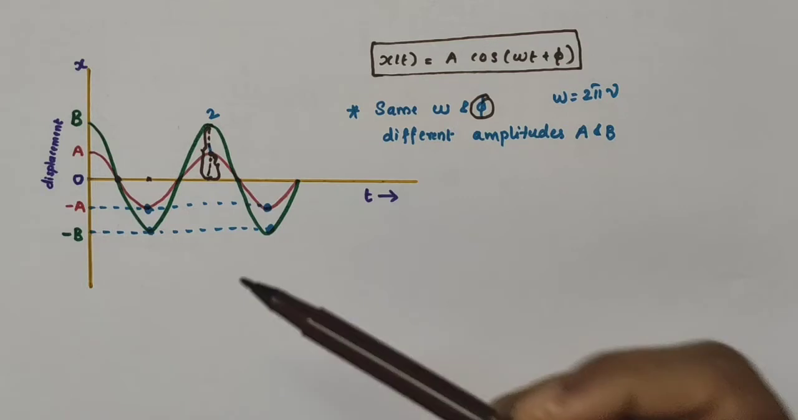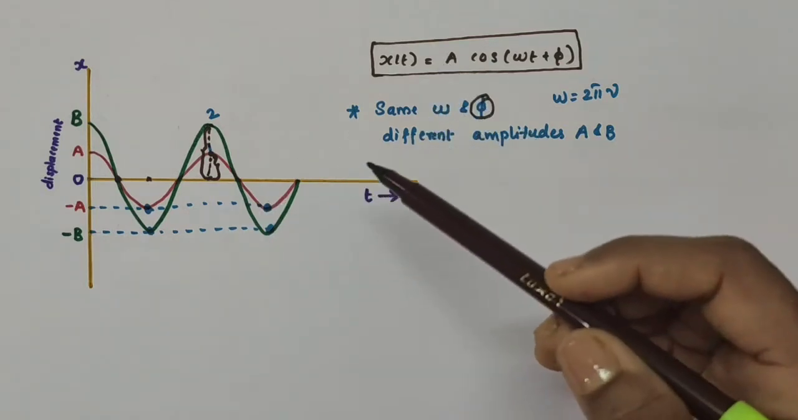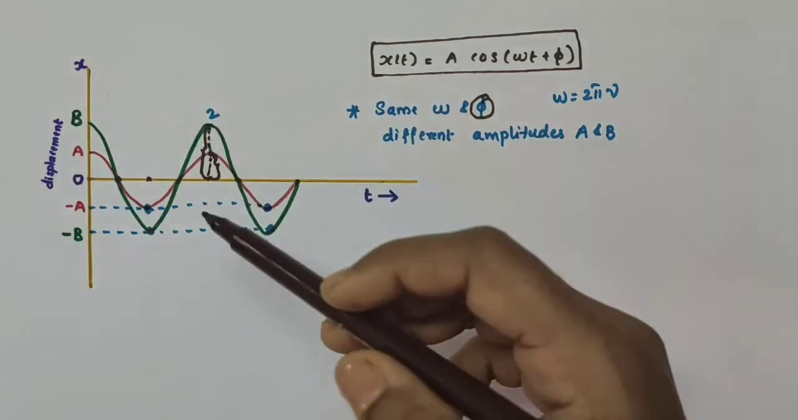That is, both the waves 1 and 2 have the same phase phi. So we can say that two simple harmonic motions may have the same omega and phi but different amplitudes. That is actually what's shown here. Alright.